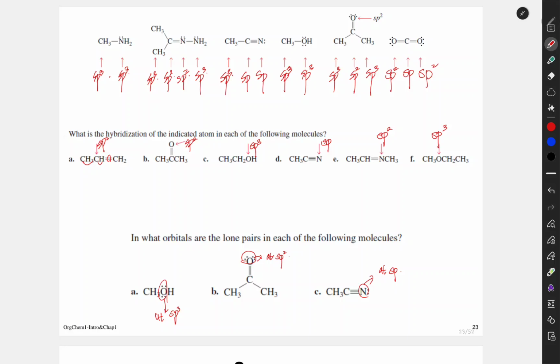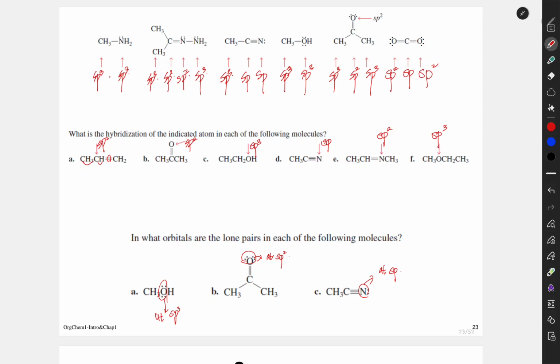This oxygen, you already know, right? But you should know this oxygen has 2 lone pairs, if you think about the octet. And you have 2 lone pairs and 1 double bond, so 3 total arms, so this is sp2 hybridized. This oxygen is sp3, we already know. You have 2 lone pairs and 2 single bonds, 4 arms.